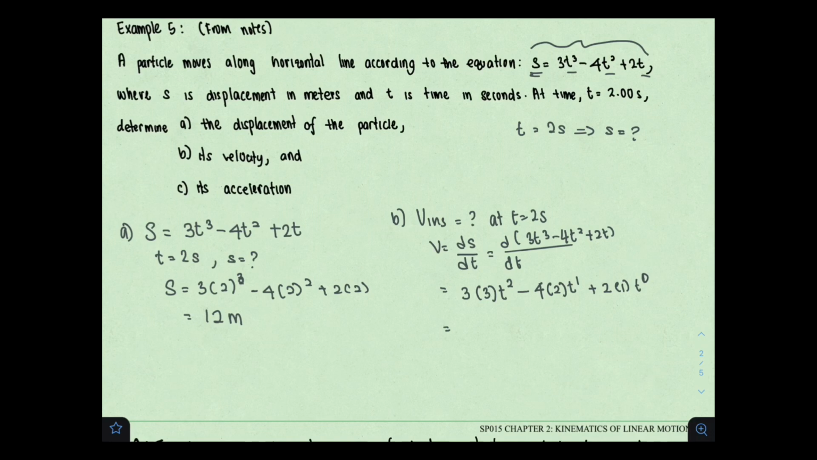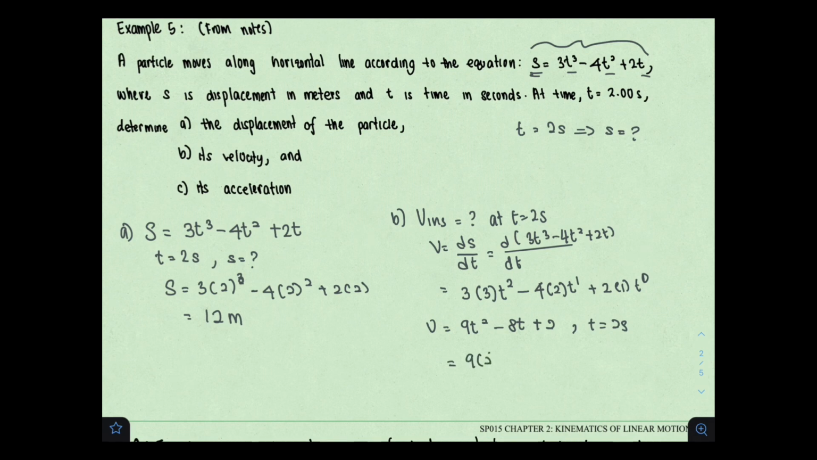So what you have here is 9t square minus 8t plus 2. Okay, so this is the equation for velocity. We haven't answered our question yet, we have only found the equation with respect to t, because in the question it was given in terms of an equation. That is why we use differentiation here. Okay, so now what I'm going to do is find my v at t is equals to 2 second.